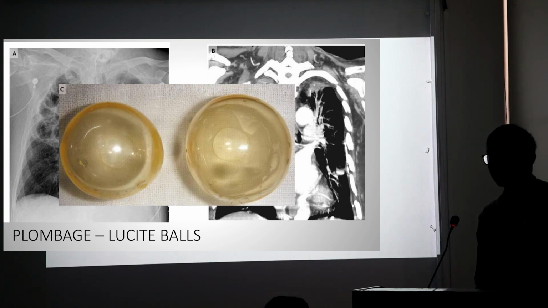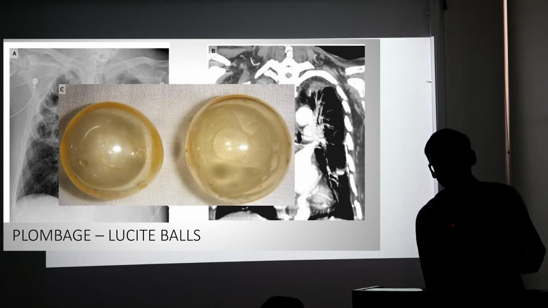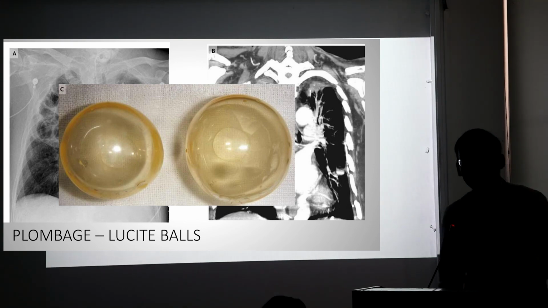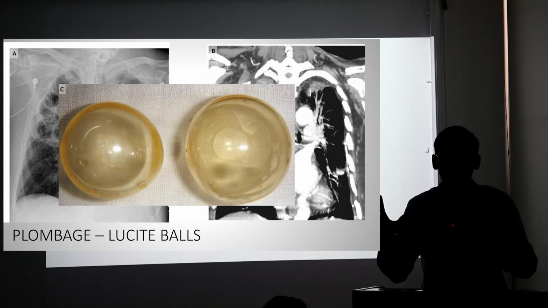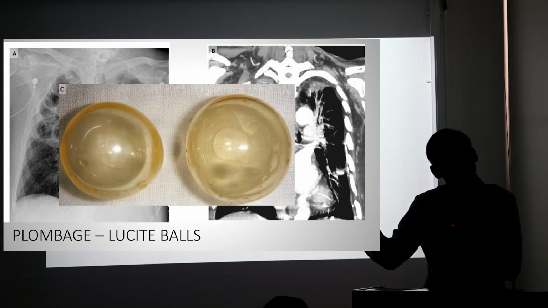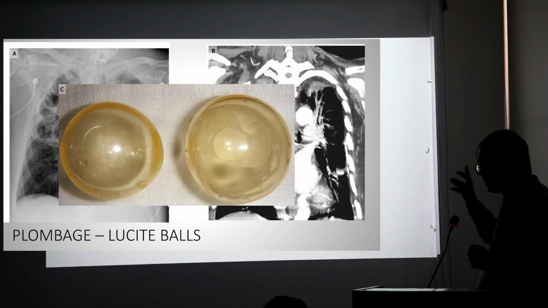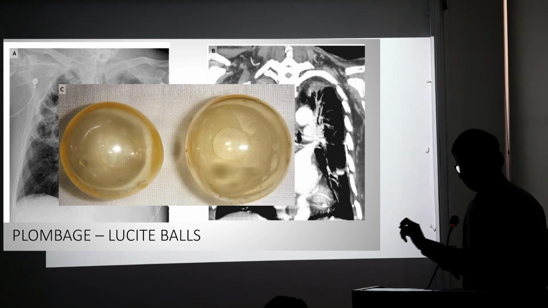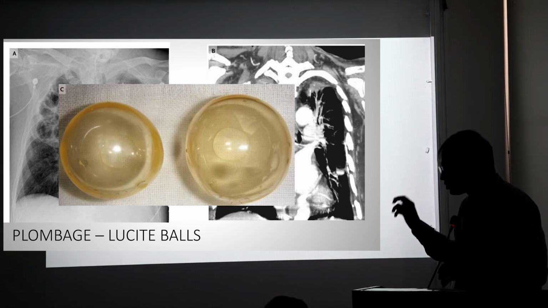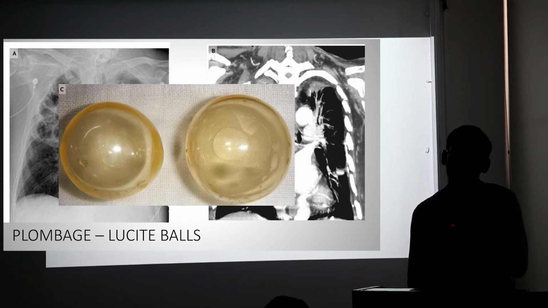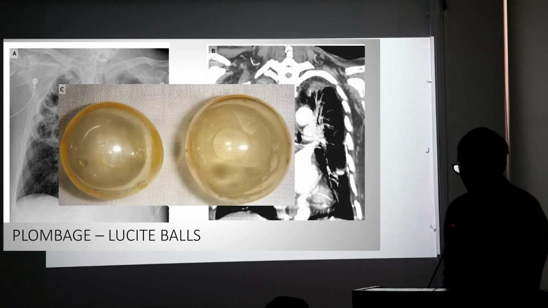Okay, this is called plombage. Plombage is a word which has come from plumbum. So what is plumbum in chemistry? We have learned lead. So there were lead balls, or in this specific case lucite balls. What is the most common site of tuberculosis? Apex of the lungs.